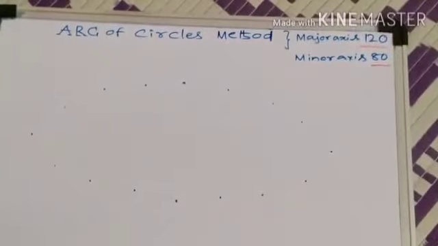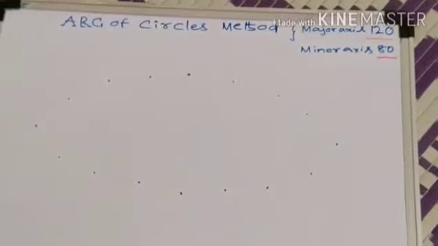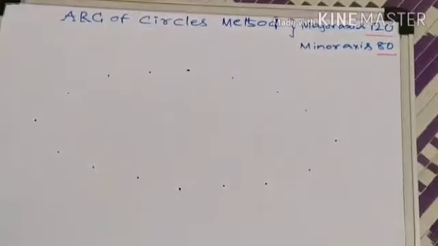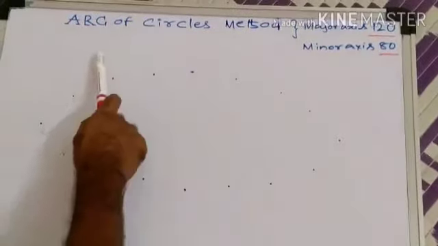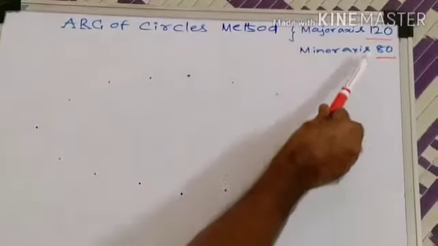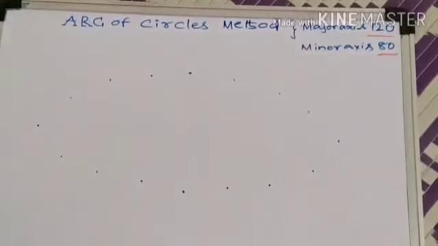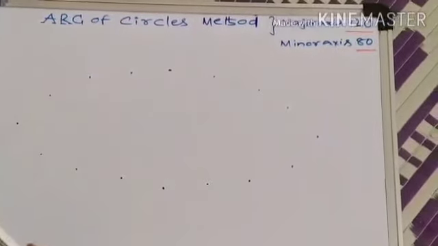Good morning, students. In the ellipse, we have special methods: the arc of circles method or foci method, otherwise called the intersecting arcs method. In this problem, the major axis is 120 and the minor axis is 80.